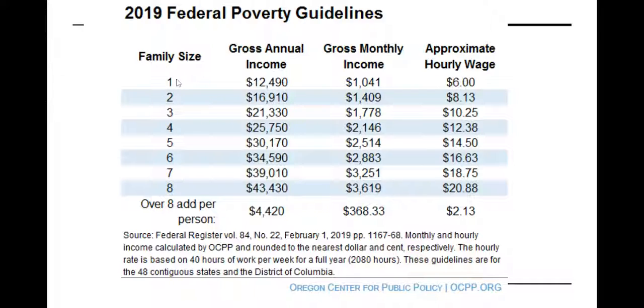One person, just for context, living in poverty is $12,490, which is about a $6 hourly wage. Now, again, if you are a single person making $12,490 in Oklahoma, your standard of life will look very different than someone who makes this amount of money living in a place like Los Angeles. So a standardized federal level of poverty is tricky, but here are those numbers for you.